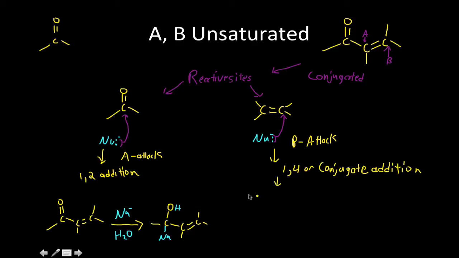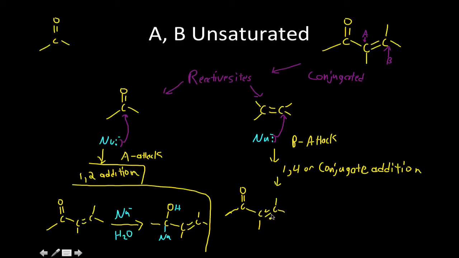So let's draw a generic mechanism. I'm going to circle this, the 1,2 over here, the 1,2 addition mechanism. And I'm going to draw out the 1,4. I have a generic substance here. There's a carbonyl there. I don't really care about that at this point. It's going to react with this here. I run this reaction, keeping it broad, with a nucleophile in water.